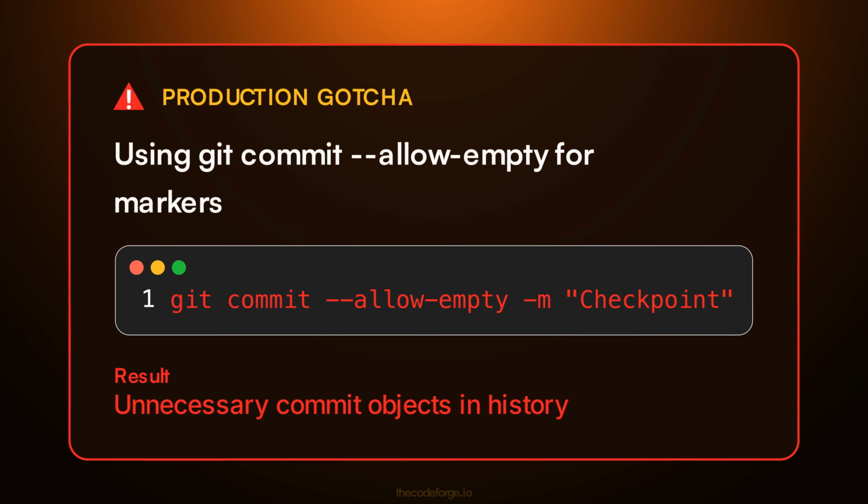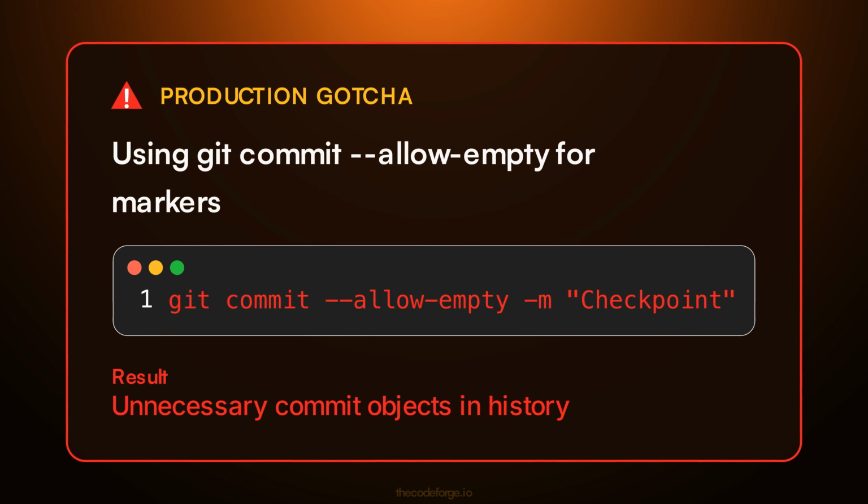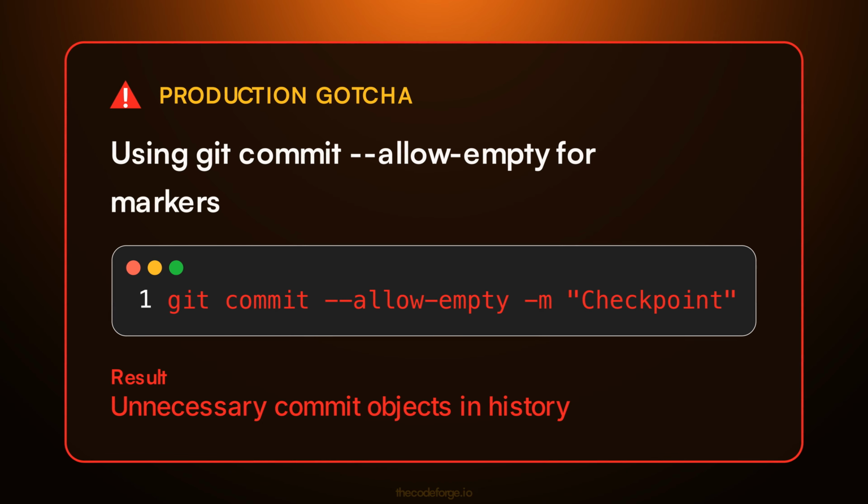Don't use git commit --allow-empty to create a commit without changes. It still creates a commit object with the same tree as parent. It's useless and pollutes history. Use git tag instead for markers.